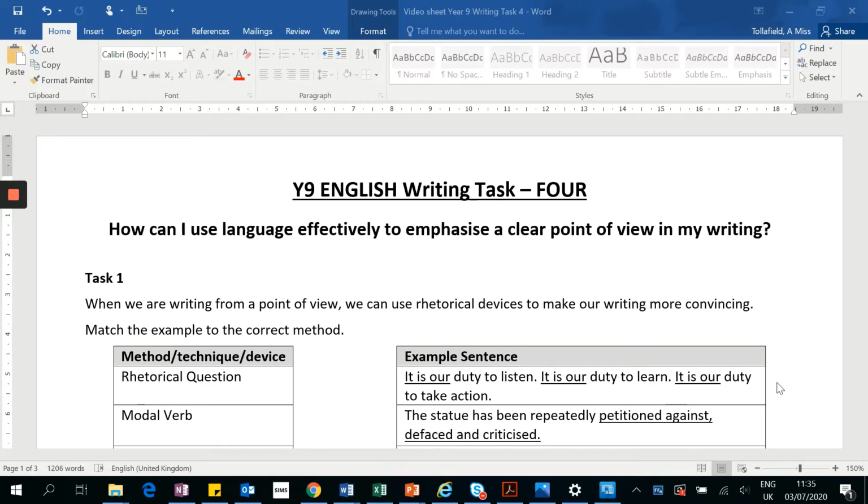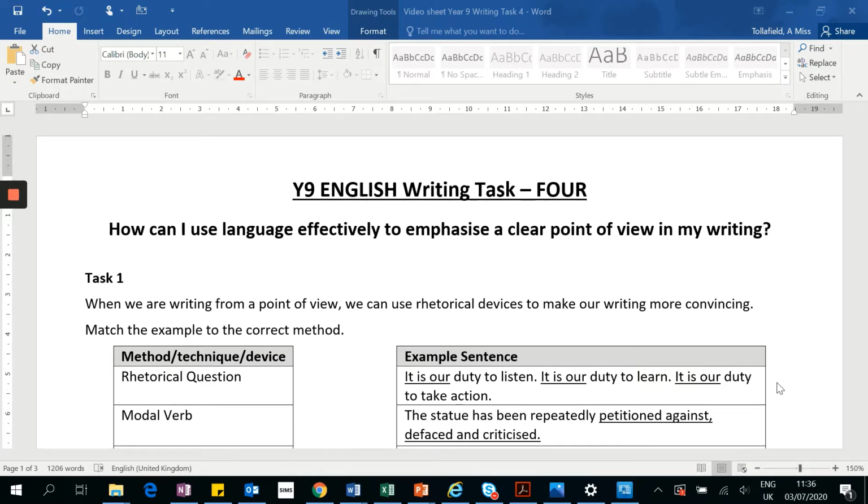As we go through, I'll let you know when to pause the video so you can complete the tasks. First though, I'd like you to write the date and title, which is writing task 4, at the top of your page and underline it. Do this now.